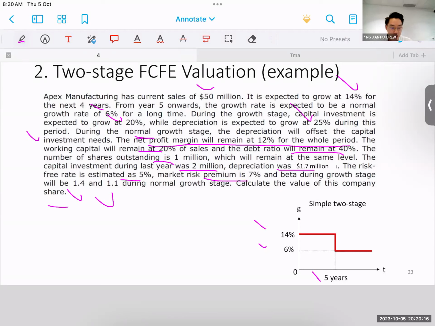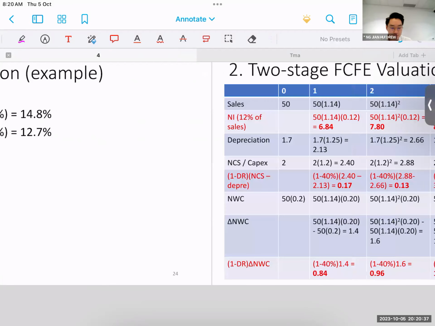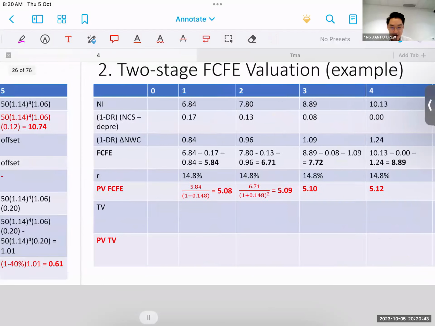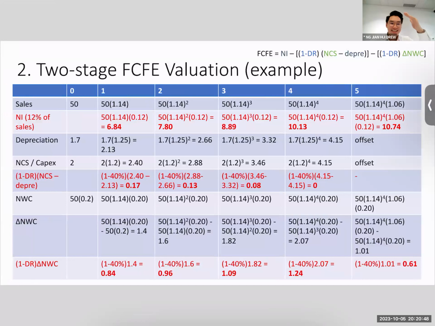Calculate the value of this company's share. Because we are doing FCFE only, we only need to calculate the cost of equity. We do not need to do WACC. So we just calculate these two, one at high growth, one at normal growth. Now, again, this is the tougher part of any problem. And because just now the ribbon was covering, we want to use this FCFE formula.